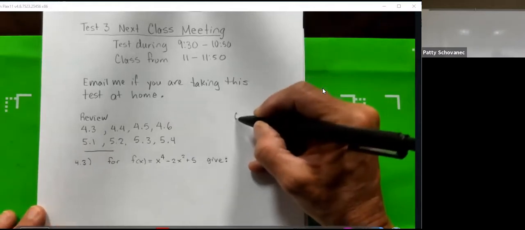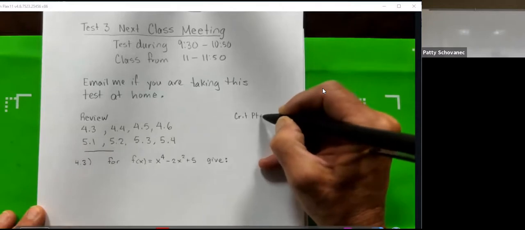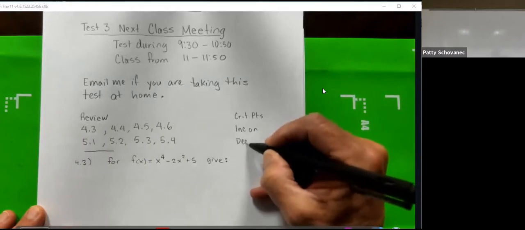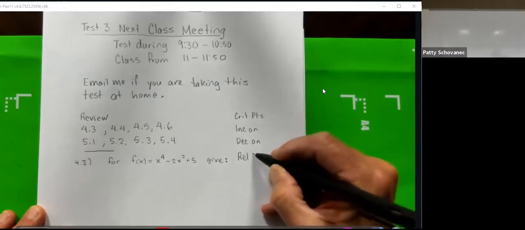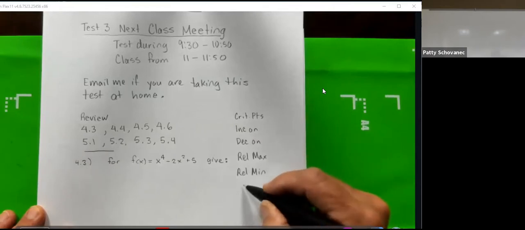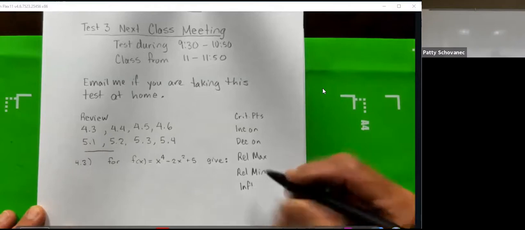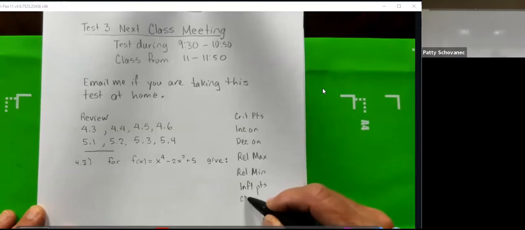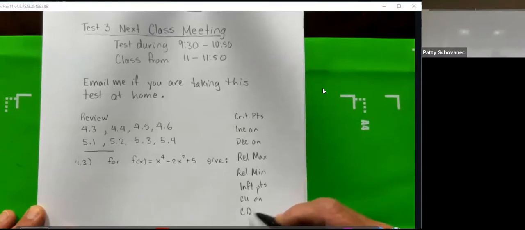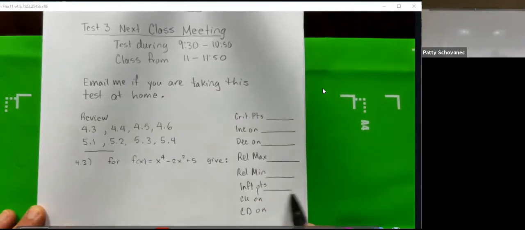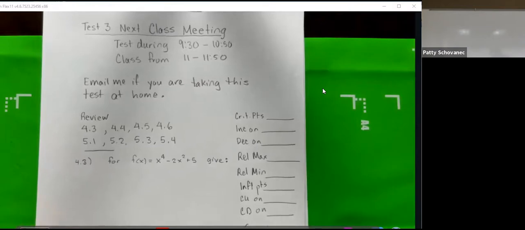I want to know what the critical points are. I want to know where it's increasing, where it's decreasing, where its relative max is, its relative min is. I want to know the inflection points. I want to know where it's concave up, where it's concave down. And then the big finale, sketch a quick graph. On your mark, get set, go.